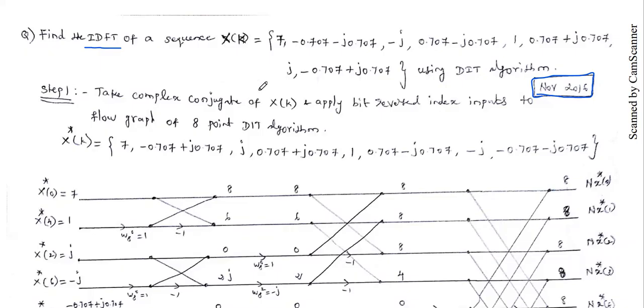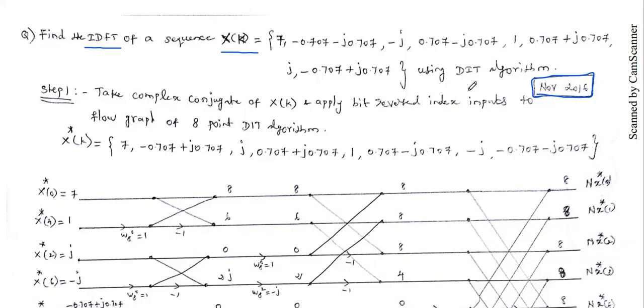using the DIT algorithm. Here the X of k value is given. X of k means the frequency domain value is given. So we have to find the time domain sequence small x of n using the inverse DFT.